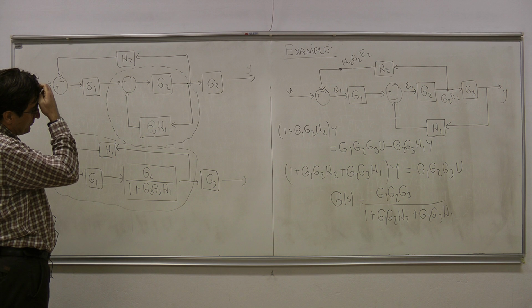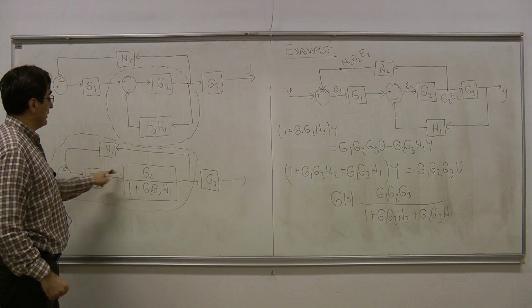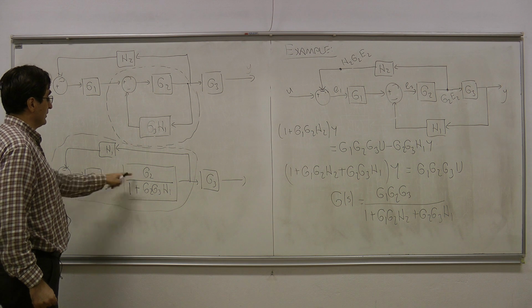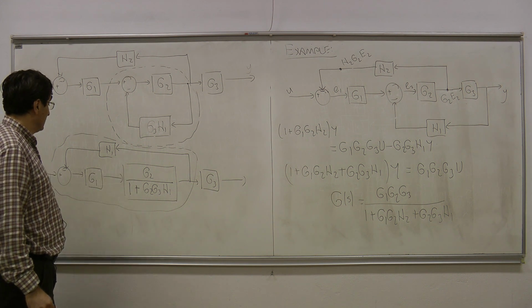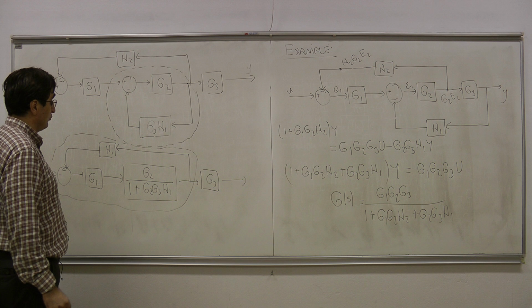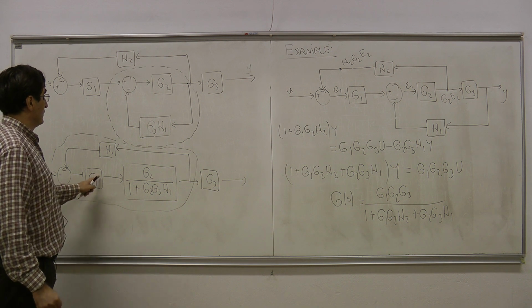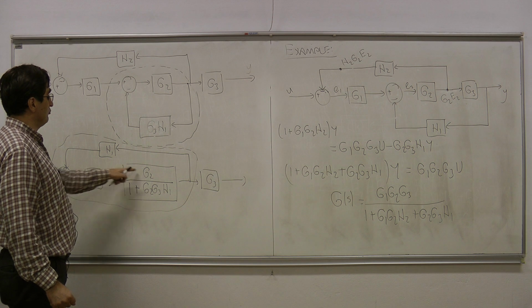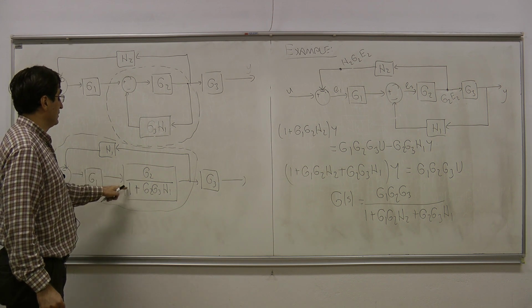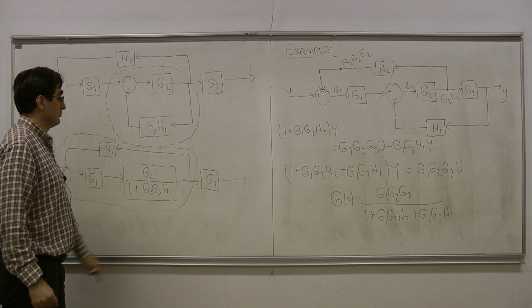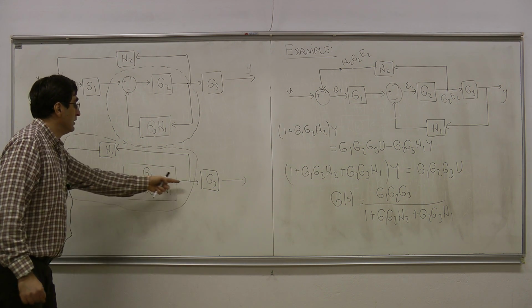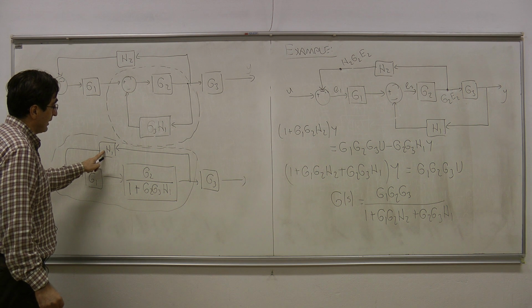Okay? The first thing that I'm going to do is that I can combine these two blocks. How can I combine it? This is a serial connection of two blocks. Okay? This is just going to be the multiplication. Alright? So the equivalent transfer function of these two blocks will be G1, G2 divided by 1 plus G2, G3, H1. Okay? This is the forward path transfer function, and the feedback path transfer function is H1.